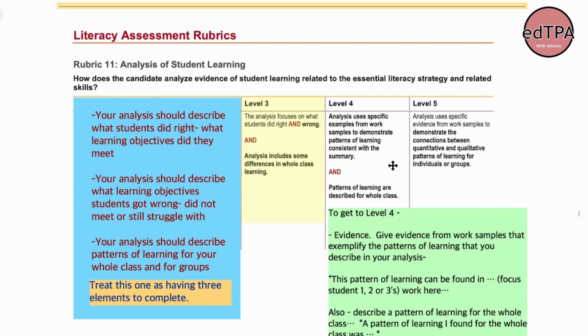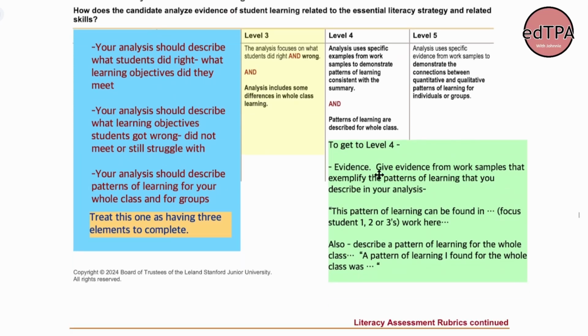To move to level 4, your analysis uses specific examples from work samples to demonstrate patterns of learning consistent with the summary, and patterns of learning are described for the whole class. So for this one, it's all about patterns of learning. So let's start. To get to level 4, evidence. Give evidence from work samples that exemplify the patterns of learning that you describe in your analysis.